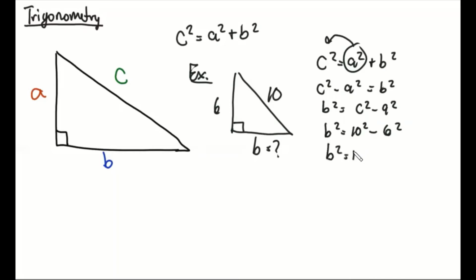So 10 squared is 100. Our 6 squared is 36. When we subtract 36 from 100, we will get 64. And then the last step is to take the square root of both sides. Whoops, I should not have written that because I just took the square root. So B will be equal to 8.